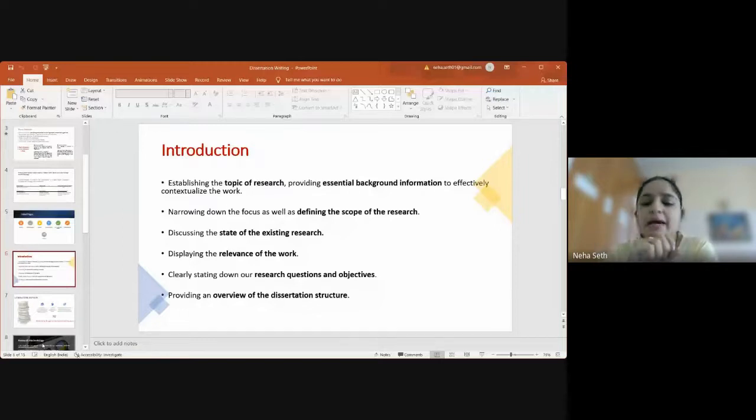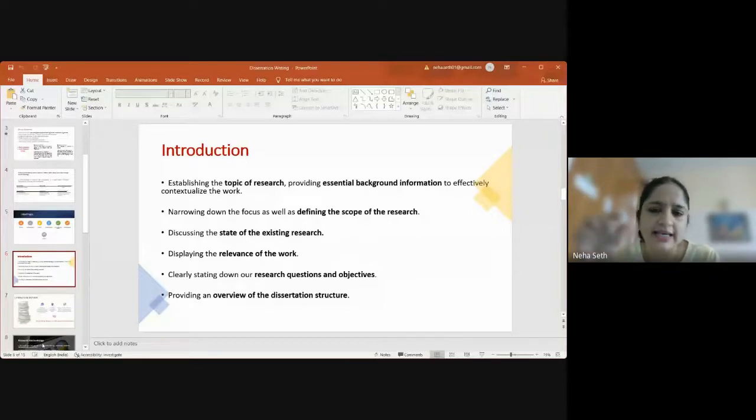Our introduction chapter should establish the topic of research very clearly. It should provide the essential background information very effectively in order to conceptualize the work. This will give the framework for the rest of the thesis. Now we need to narrow down the focus as well as define the scope of research in this chapter of introduction. As a researcher, it is not possible for me to do research on every possible aspect.